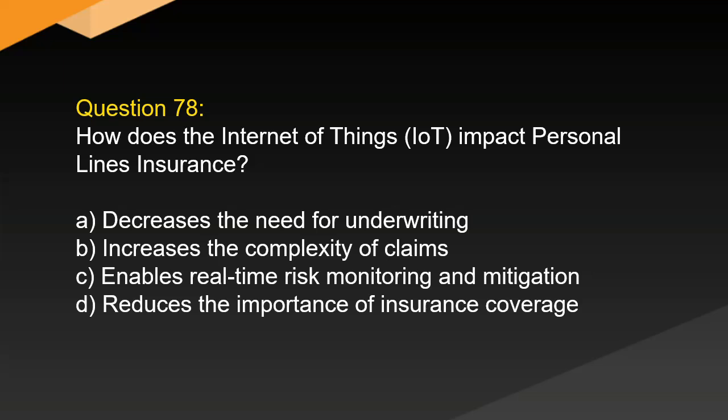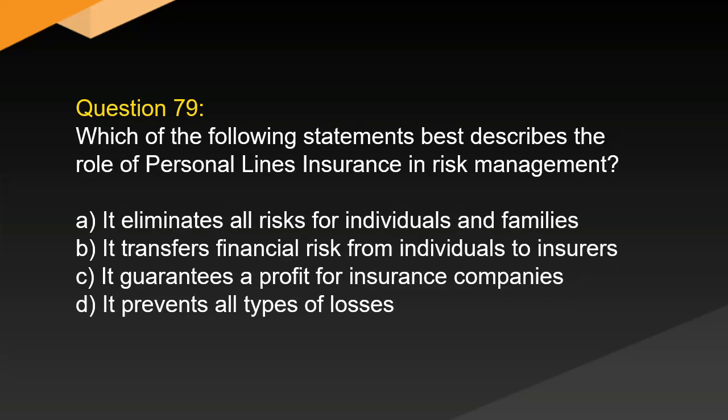Question 78. How does the Internet of Things impact personal lines insurance? A. Decreases the need for underwriting. B. Increases the complexity of claims. C. Enables real-time risk monitoring and mitigation. D. Reduces the importance of insurance coverage.